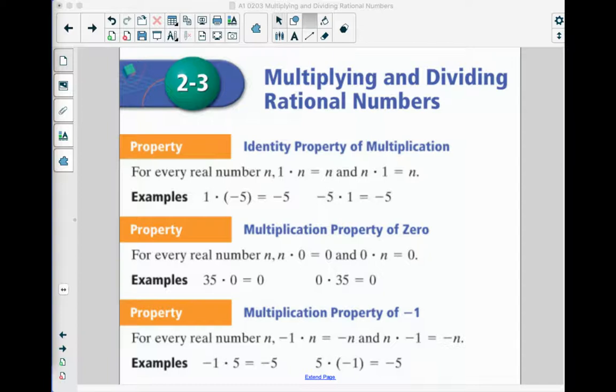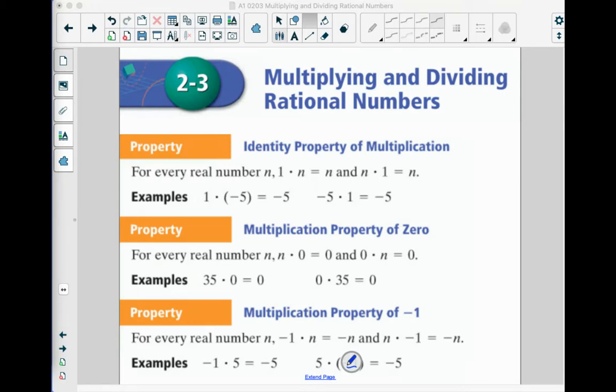Okay, today we're going to talk about multiplying and dividing rational numbers. Rational numbers are basically 99% of the numbers you could think of. They are rational numbers. So a couple properties here. Identity property of multiplication says it doesn't really matter the order that you multiply.